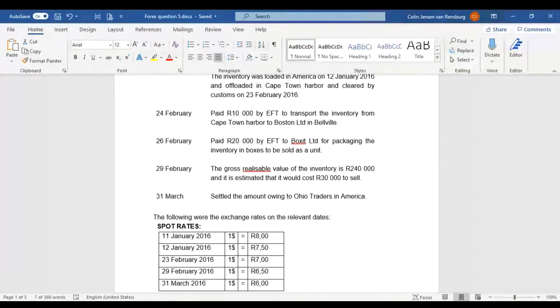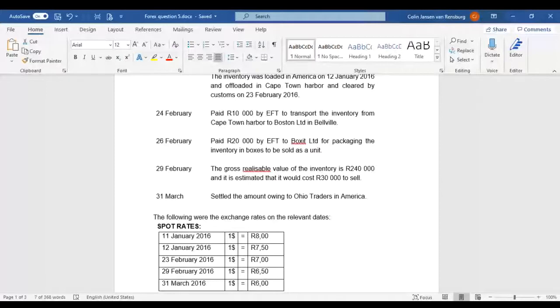inventory must be measured. I hope you're writing. Inventory must be measured at the lower of cost or net realizable value. Right, I'm just going to repeat that. Put a note there. Inventory must be measured at the lower of cost or net realizable value.